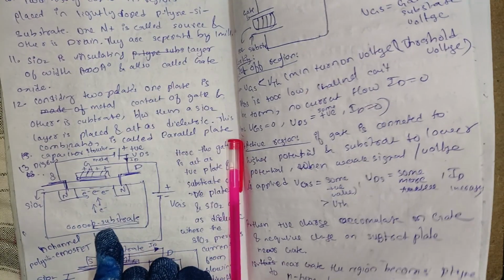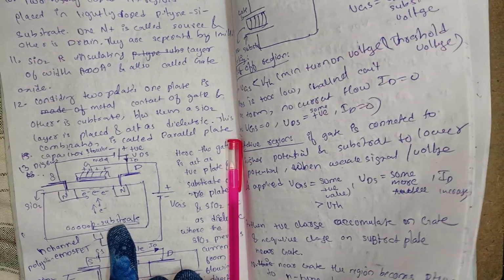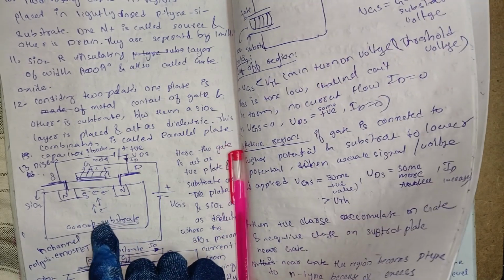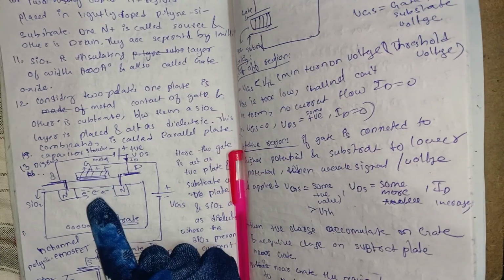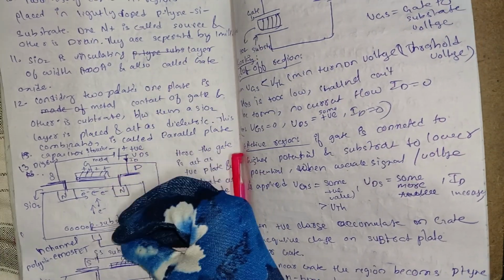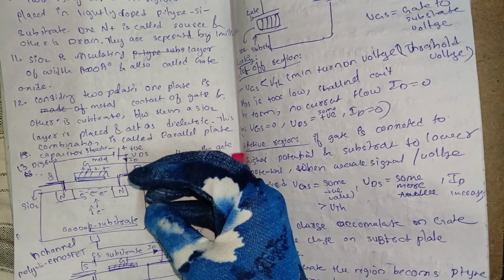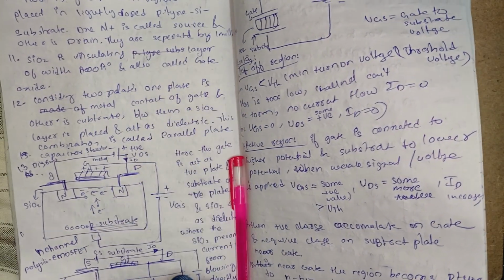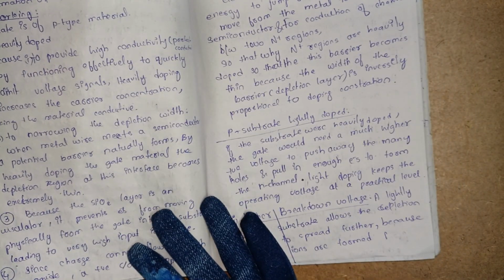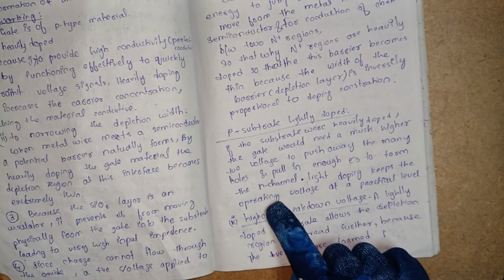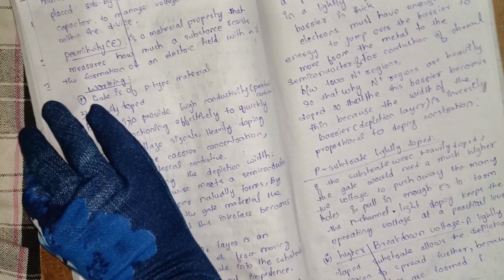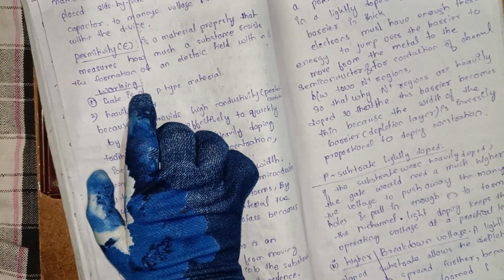So if the p substrate is heavily doped, then to push the holes of it and to pull the electrons of it, the minority carriers, the gate voltage should be more. We need more gate voltage. So that's why the p substrate is lightly doped. Light doping keeps the operating voltage at a practical level. And then we will see the working of the EMOSFET.